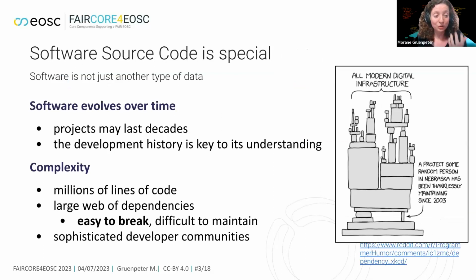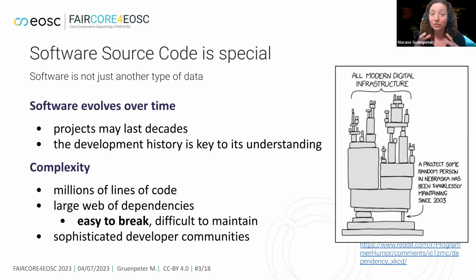Now, we do know that software is very complex. It can be millions of lines of code. It might be a large web of dependencies, as you can see in the meme here. It easily can break if something happens, and is difficult to maintain. And there's a sophisticated developer community.